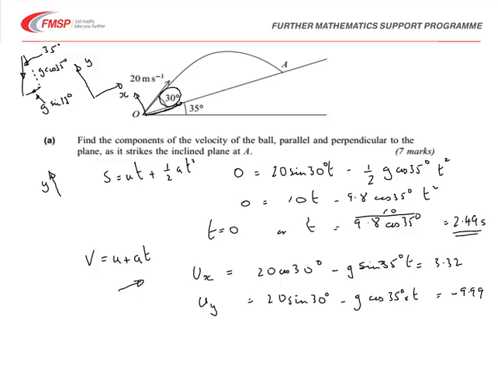The marking for this part of the question then was an M1 and A1 mark for finding the time, and then M1, A1 follow through, and M1, A1 follow through for working out those two components.